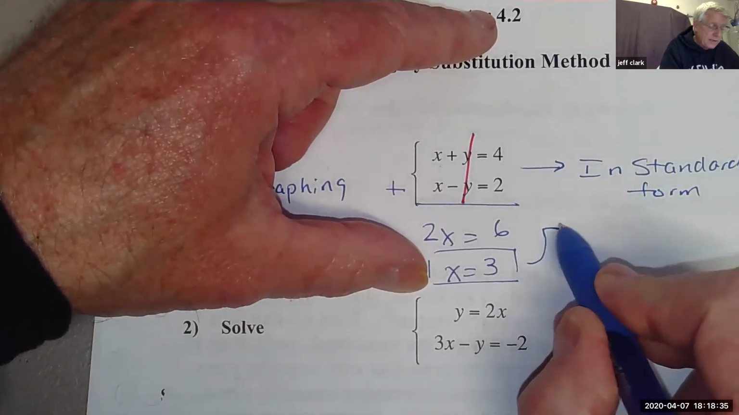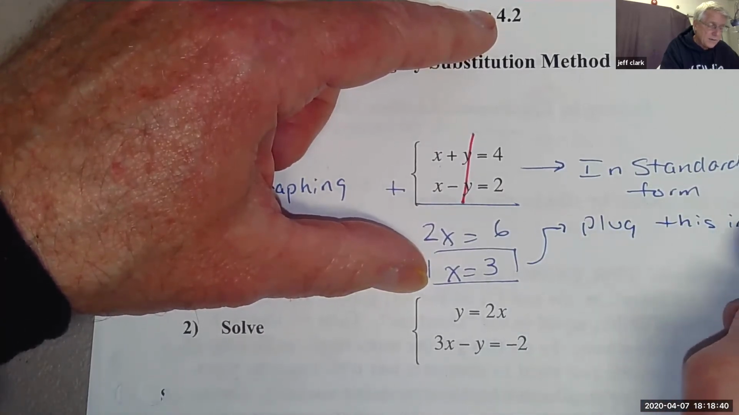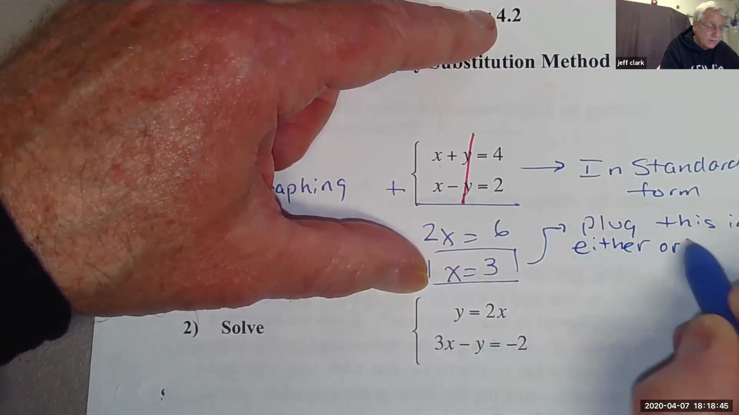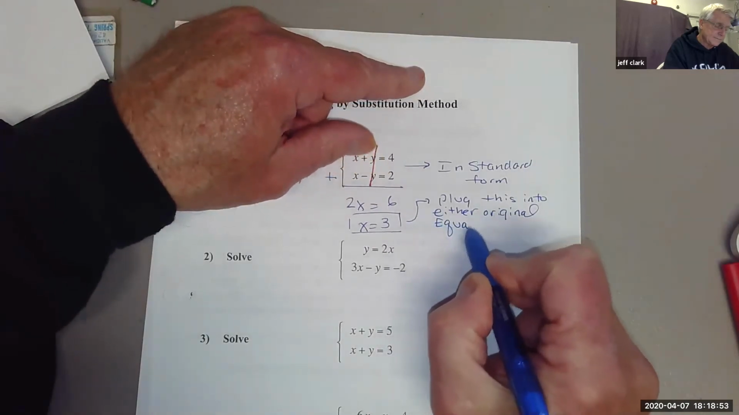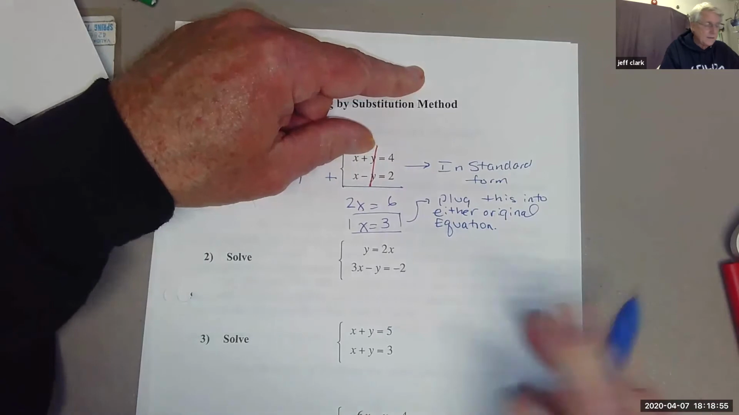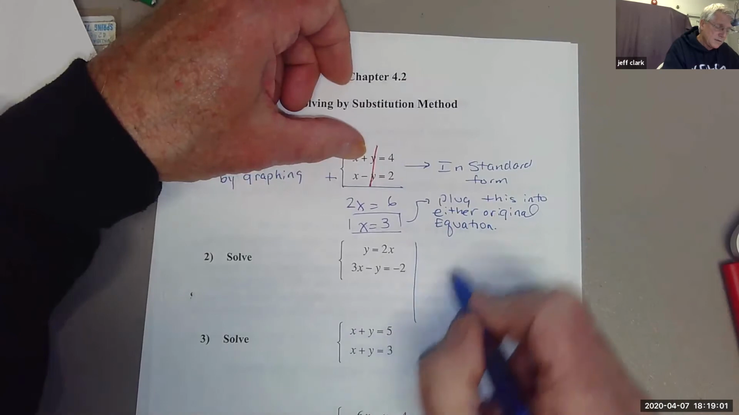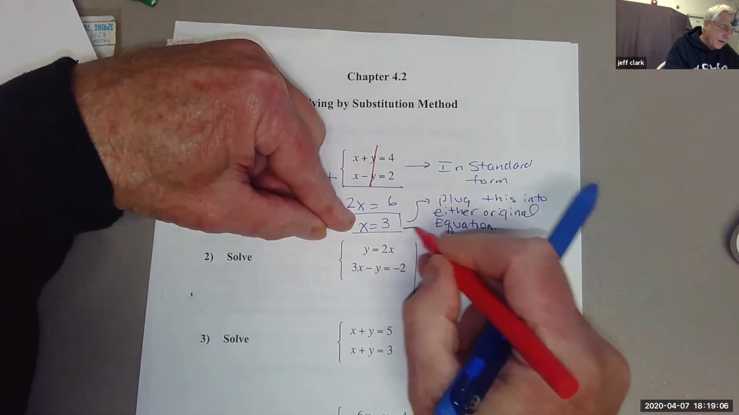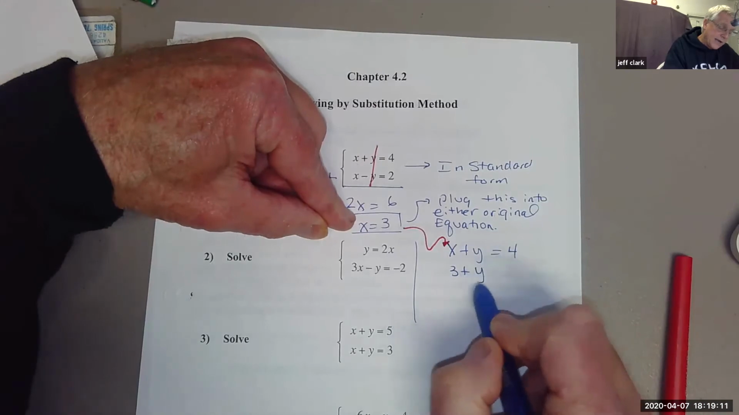But from here, what's the y? You plug, use the word plug, this into either original equation. So how about pick the first one, just because I always pick the first one. So I'm going to plug 3 in right here, 3 and 4 right there. So that's 3 plus y equals 4.